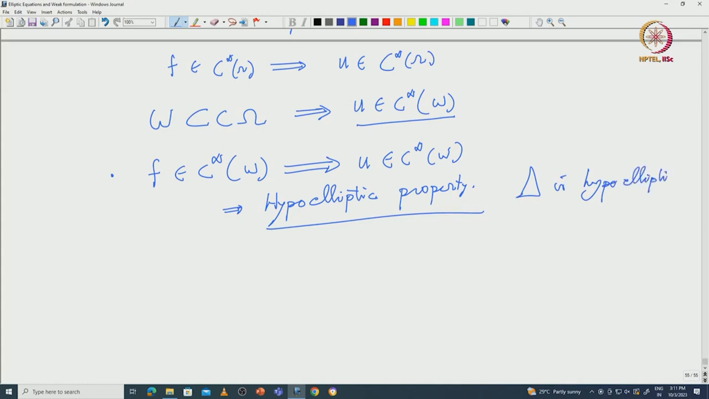But the wave equation is not. It will not give you smoothness. But for the heat equation, you get smoothness. So the heat equation in that respect shares the property of the elliptic operator. The smoothing property is there for the heat equation. That kind of phenomenon you will see anyway in the lectures.